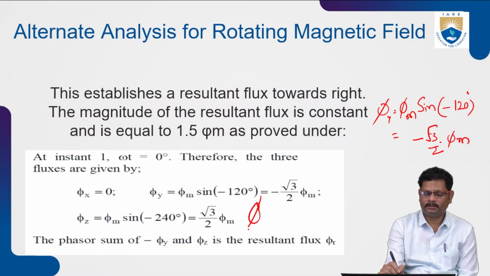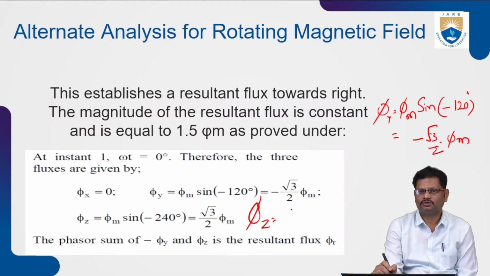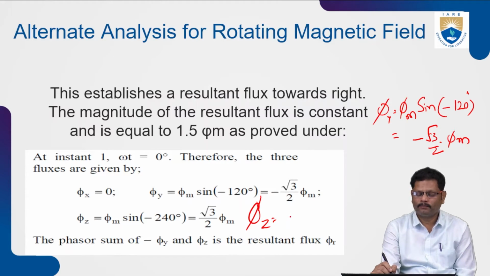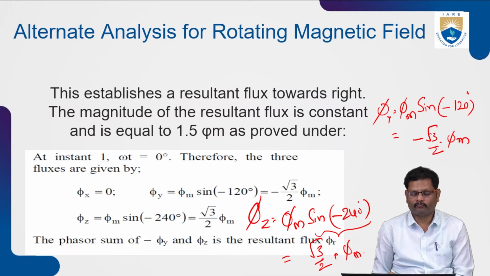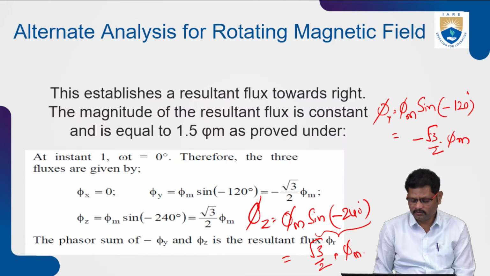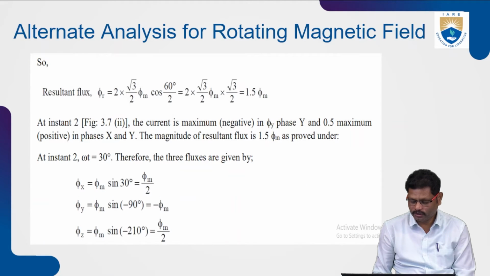Similarly, phi z equal to, substituting this theta value 0 here, sin of 0 minus 120 minus 240, which is sin of minus 240, equal to plus root 3 by 2, plus root 3 by 2 into the maximum value. And the phasor sum of both phi y and phi z will give the value of the resultant. So the total resultant value is phi r.